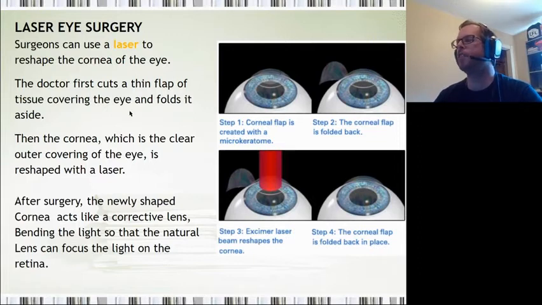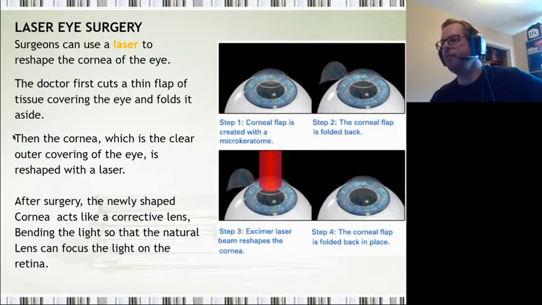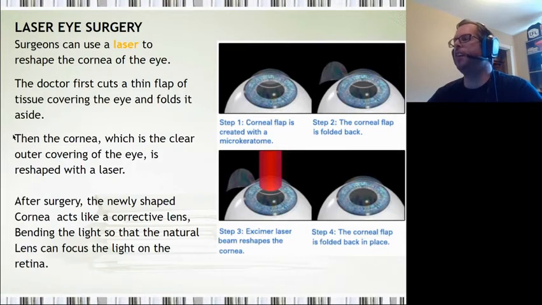Okay, they can get rid of those defects, if you will, or smooth out the shape so that it's a little bit more regular. And that will actually act as the corrective lens now, so that the image is focused on the retina at the back of the eye. So that's pretty cool, and technology has come a long way in that regard.